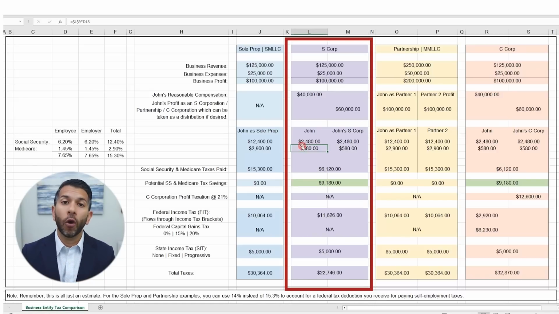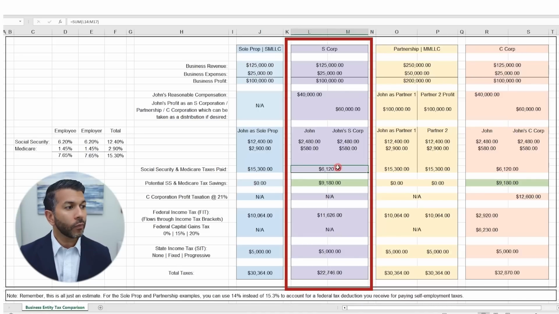Now, John's S corporation or your S corporation, whatever you named it, also has to pay Social Security and Medicare tax. So the 40 grand times the 6.2% in Social Security for the employer side is $2,480, and the Medicare tax is $580. But if you add all four of these amounts together, you get $6,120. So you can see here how you have a potential tax savings between Social Security and Medicare of roughly $9,000, right? $9,180. That's the 15,300 minus the 6,120. Okay, let's keep going down.